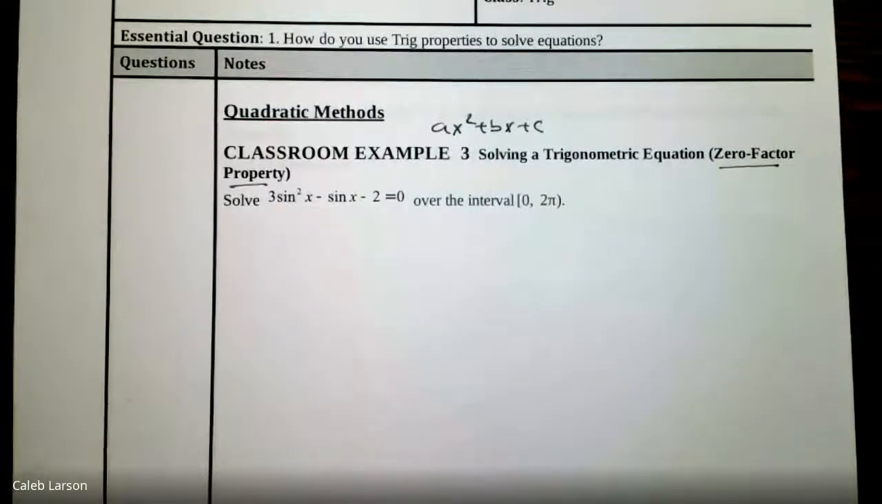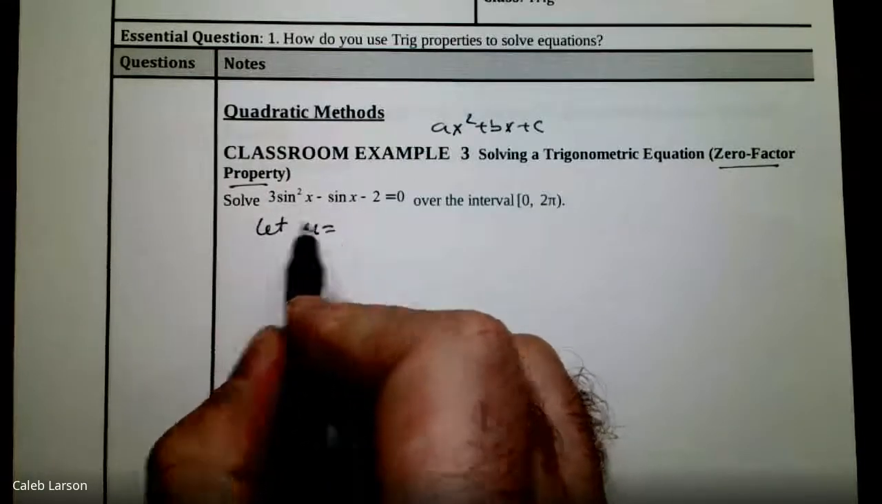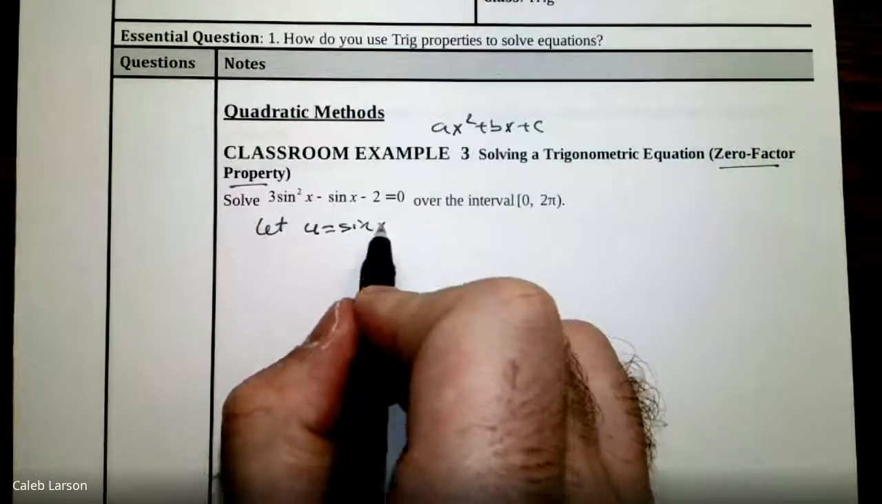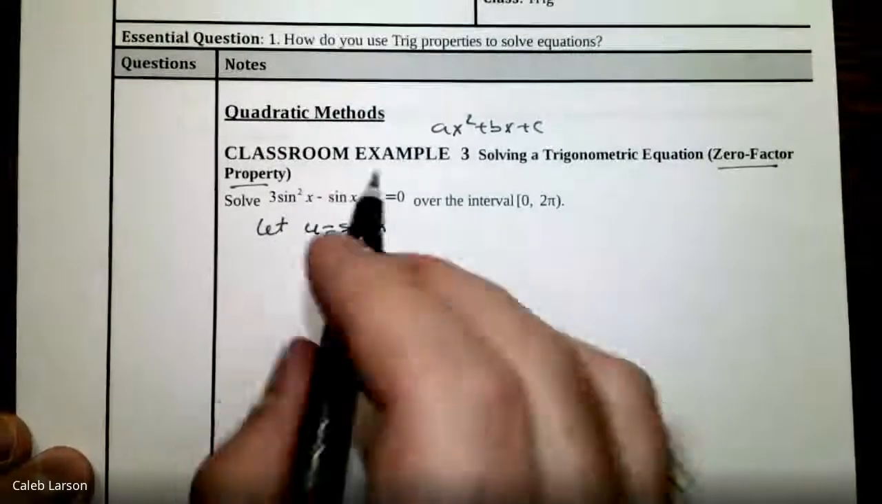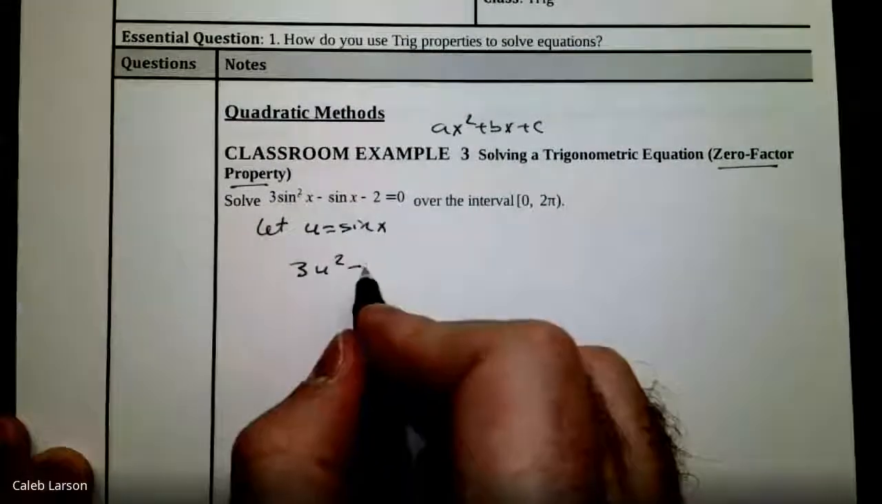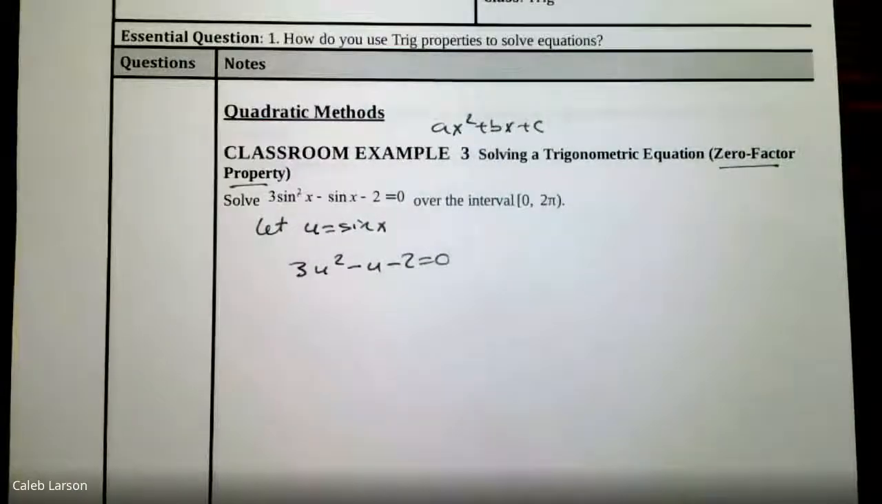Now, that may not be obvious, and so what I learned in school was if we let some variable u equal sine of x, just as a placeholder, we're going to rewrite our equation as 3u squared minus u minus 2 is equal to 0. Now, that's a bit easier for me to see that it's a quadratic equation. So let's go ahead and work with that.